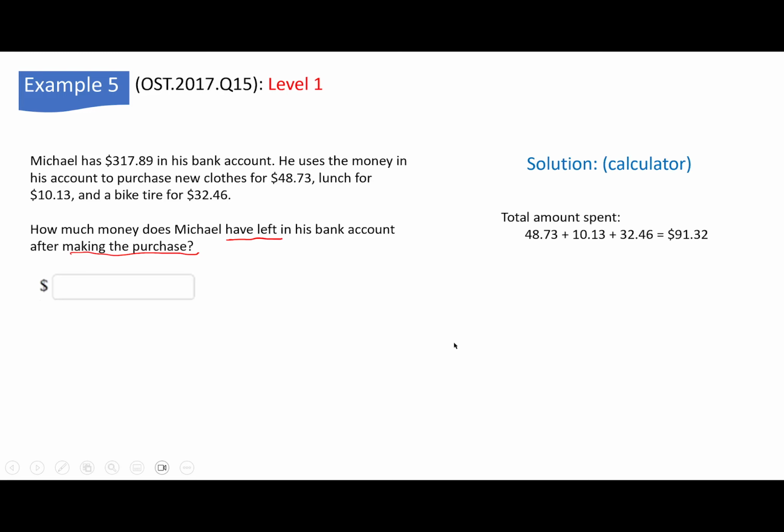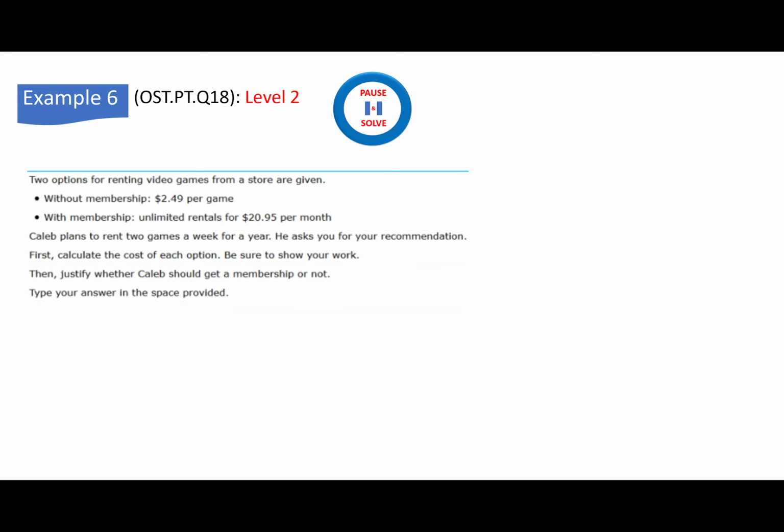So total amount spent, adding these 3 amounts, I get $91.32. Amount left, you subtract from the original amount. This is the original amount. These are the amounts spent. And you get $226.57.